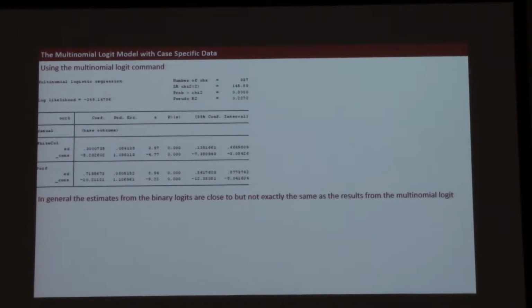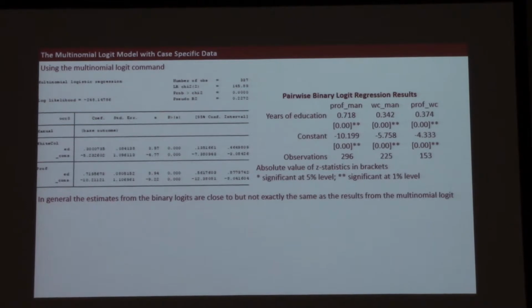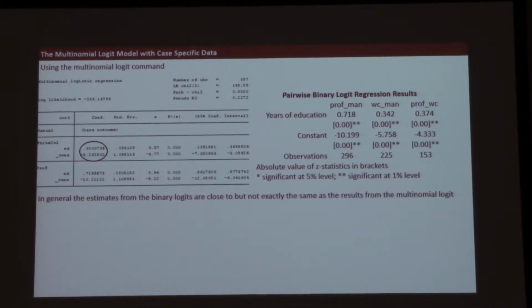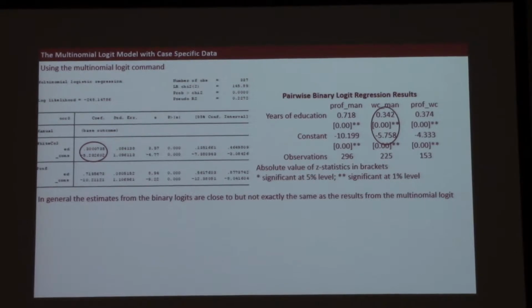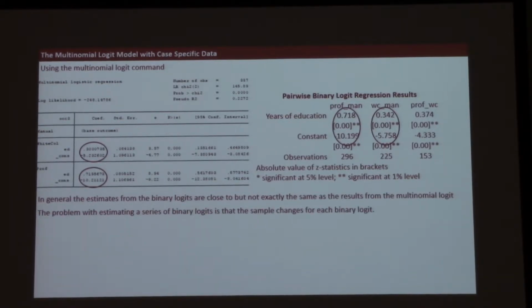Again, if we were to run these as binary logits, they would be close to those, but it wouldn't be exact, because we're using all the data with our multinomial logit command. We're using pairs of data sets in our binary logit commands. So again, we can compare these. 0.30 for education versus 0.342, and 0.71 for professional versus 0.718 in our binary logit. So we get somewhat different results, but not drastically different results. Again, because the sample changes.